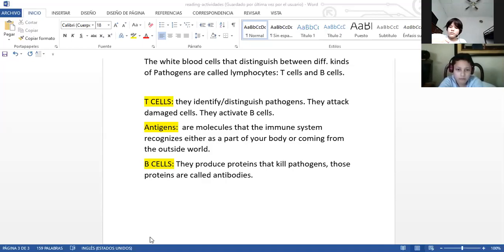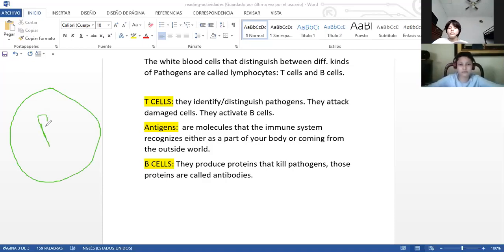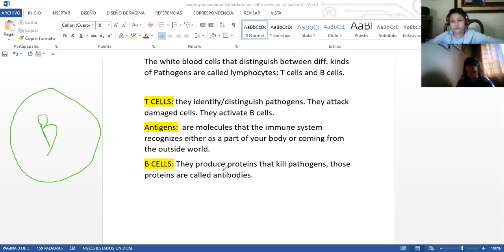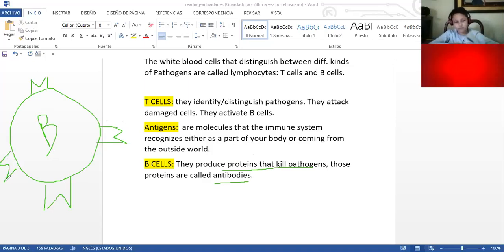Okay, I'm going to give you kids another horrible drawing. Here we have a B cell. B cells produce proteins called antibodies, so we're going to draw some antibodies here. I'm going to draw this type of antibody. They also have markers. Mister, but in the book it looks like a hook. Yeah, but remember that we have different types.